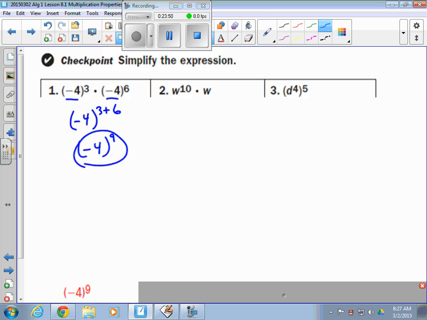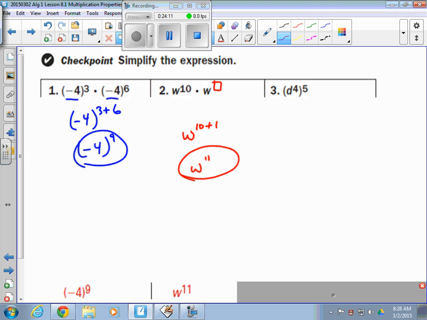W to the 10th times w. And notice it doesn't say an exponent right there. You have to remember there is an exponent right there of 1. So that's w to the 10 plus 1, which is w to the 11th power. D to the fourth to the fifth. Notice now, unlike number 1 and 2, now it's a power being raised to a power. So now you multiply 4 times 5. You don't add them. D to the 20th power for that one.